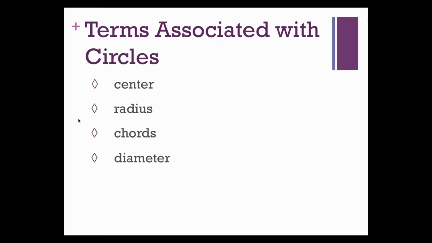Can we define it again? Chord? Yeah, it's a segment connecting any 2 points on a circle that does not pass through the center of the circle. Whereas a diameter is a segment connecting 2 points on a circle that does pass through the center of the circle.